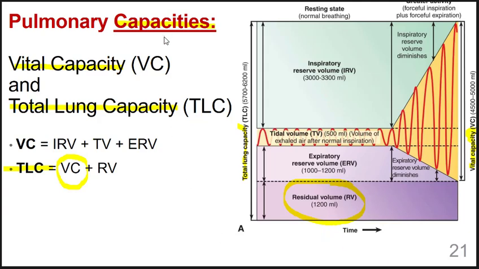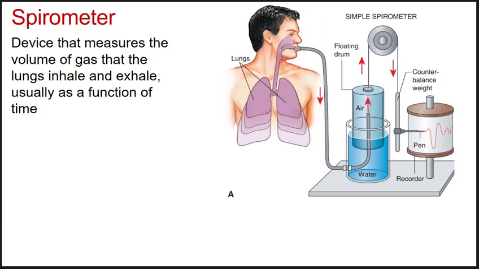So a pulmonary capacity is really the sum of two or more of the pulmonary volumes that we spoke about on the previous slide. So how can we measure this? Because clinically it does have importance. We can use a spirometer.